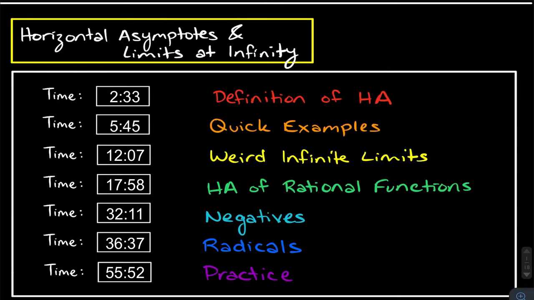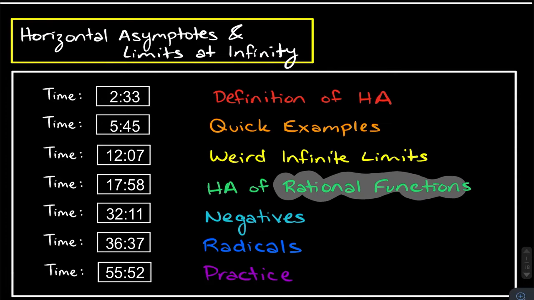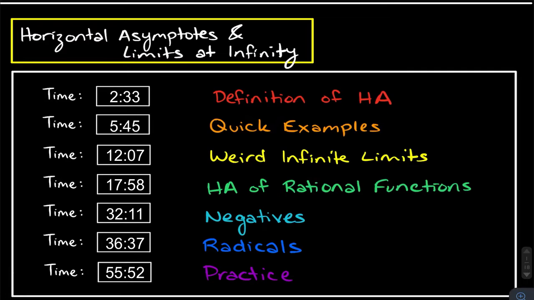Now we're going to see some interesting things. We'll be doing some more examples down here. It'll be the exact same thing, just more finding horizontal asymptotes. You'll be finding some weird things with negatives that we need to watch out for, and also what happens when we have a radical in our rational function, or just a radical in general. How do we deal with that? And then we'll end off with some practice finding horizontal asymptotes. So that's what is going to be in this video.